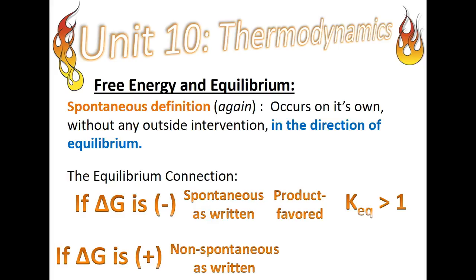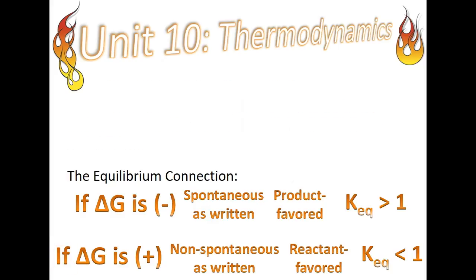At the same time, a positive delta G, which we know means it's not spontaneous, all that means is that the reaction doesn't happen as written. In other words, products aren't formed, which means they stay as reactants. So it should be no surprise that these reactions can be assumed to be reactant favored and have KEQ values less than 1. So here's an example of how you would use something like this.